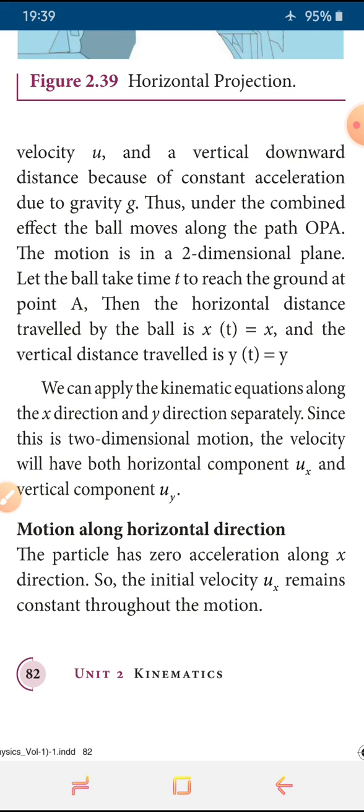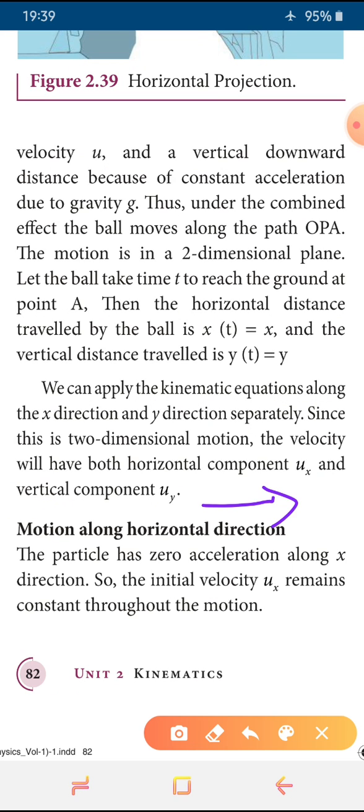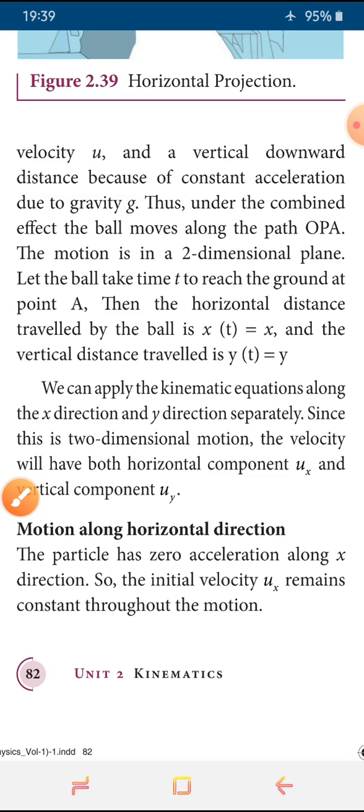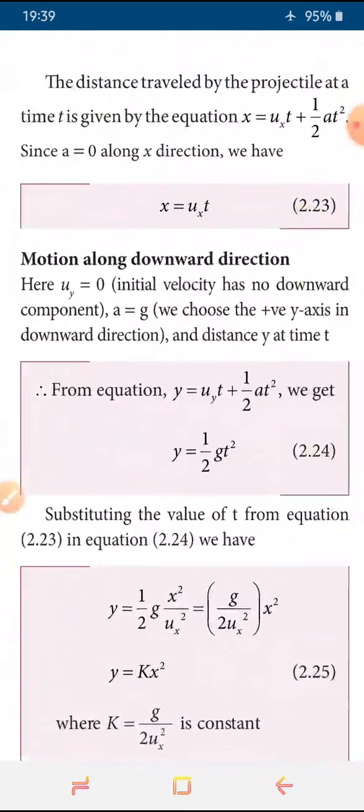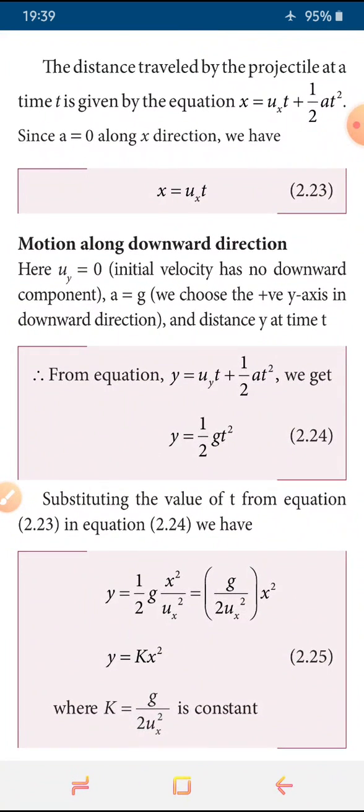So first, the object is moving along the horizontal direction, so the particle has zero acceleration along the x-axis. When we are comparing with the horizontal direction, it is not giving any acceleration here. It is moving with constant velocity. So when it is moving with constant velocity, we can write the distance traveled by the projectile in a time t with the formula.